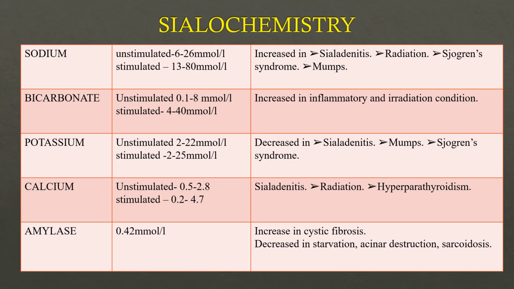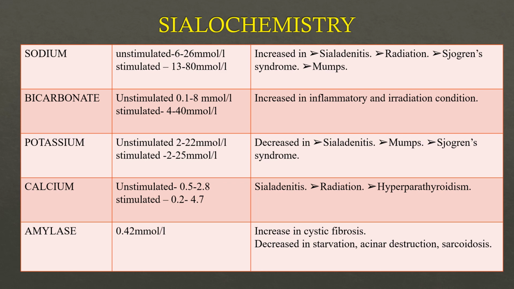Cytochemistry is where the sodium, bicarbonate, and potassium are estimated in the saliva. They can be tested in both unstimulated as well as stimulated saliva. The sodium in unstimulated saliva is around 6 to 26 millimoles per liter, whereas in stimulated it is 13 to 80 millimoles per liter. These are increased in conditions like sialadenitis, radiation, Sjogren syndrome, and mumps.